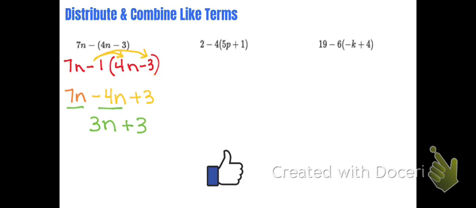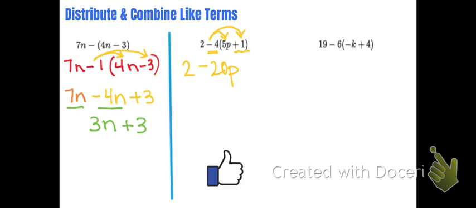Let's do the next one. First, we're going to get rid of the parentheses. We're going to distribute. Sometimes the number outside the parentheses is positive. In this case, it's also negative. So we are going to distribute this -4 to the 5p and the 1. So I'm just going to write the 2 here because nothing's going to change with that. But this -4 times 5p is -20p. And this -4 times +1 is -4.